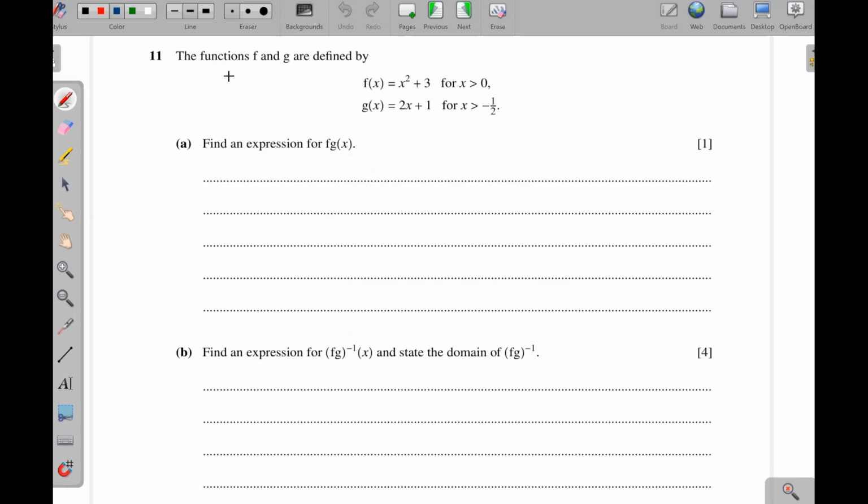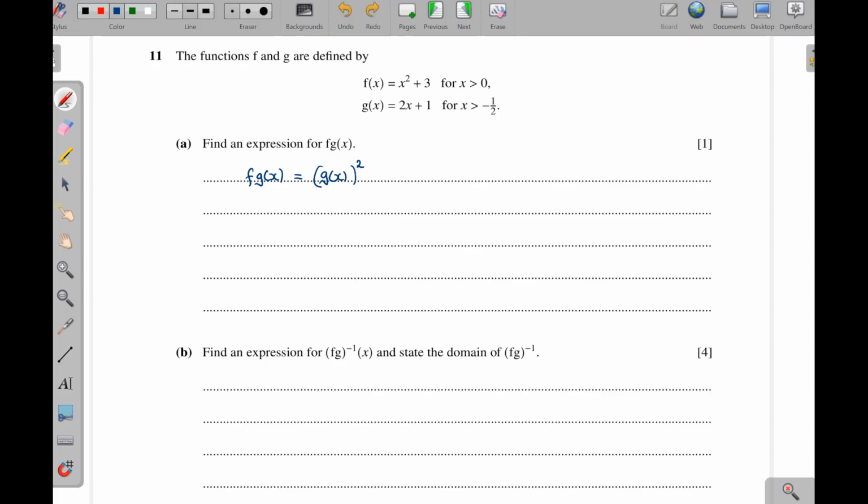Question 11 is coming from functions. The functions f and g are defined by these ones here. Then part F, find an expression for fg of x. So fg of x, that means you are putting g into the f. So if f of x is x squared, then plus 3, that means where there is x, I'm going to put the g of x.